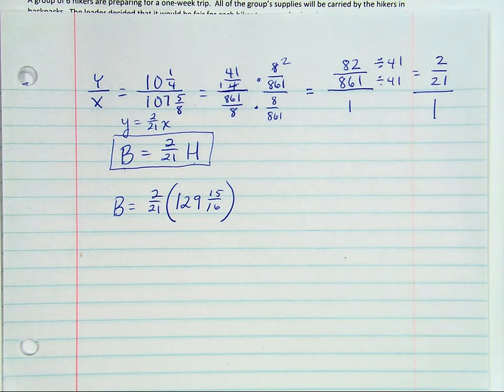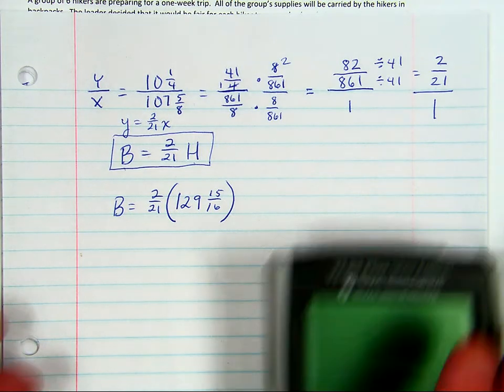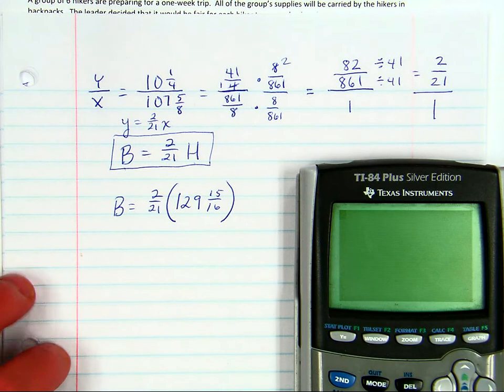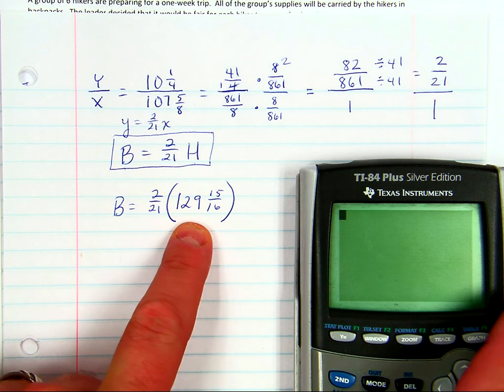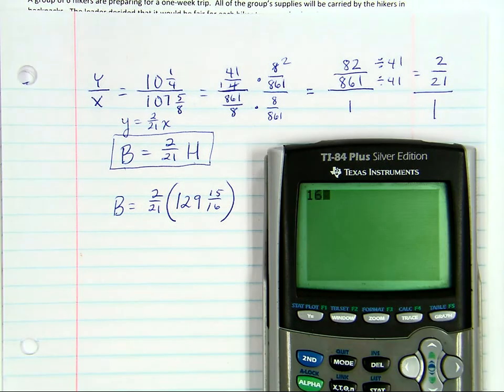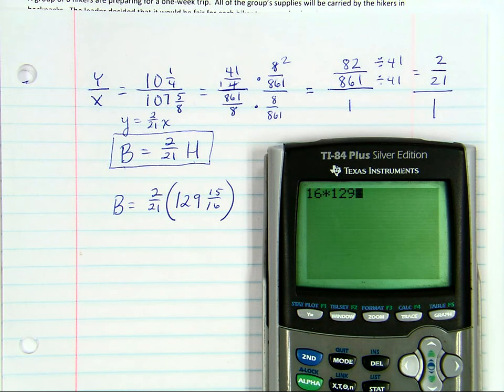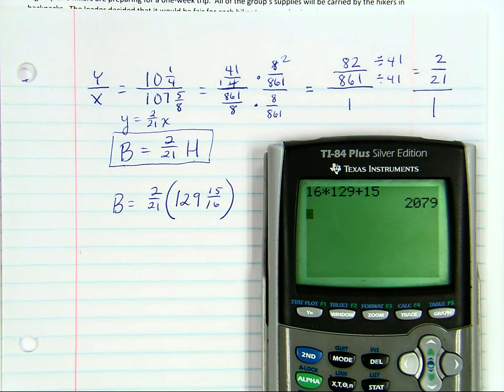Now that is a big problem, and it's pretty rigorous, okay? So the first thing that we have to do is convert the mixed number into an improper fraction. So we take the denominator, multiply it by the whole number, add the numerator, and we get 2,079.